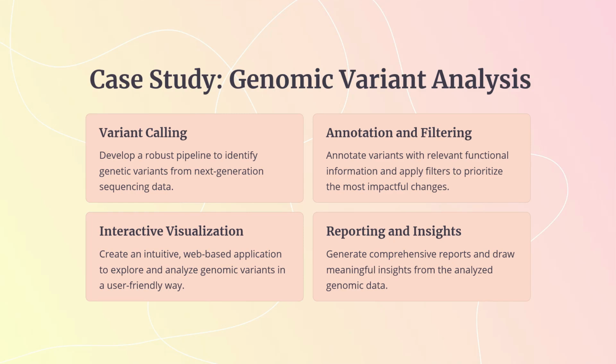So first of all, we will develop a robust pipeline. In this course, we are also going to do that. We will develop a robust pipeline to identify genetic variants from next generation sequencing data, so that we will have our VCF files. If you don't know about VCF files and variant calling, you should check my course on variant calling, and you can get the idea from there.